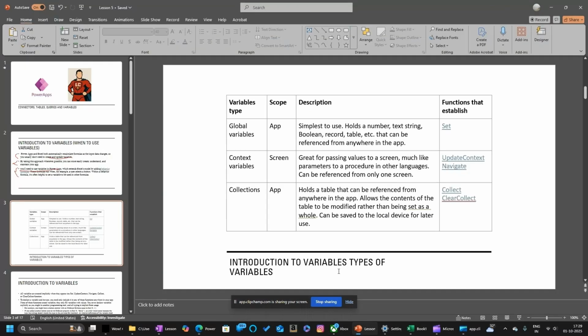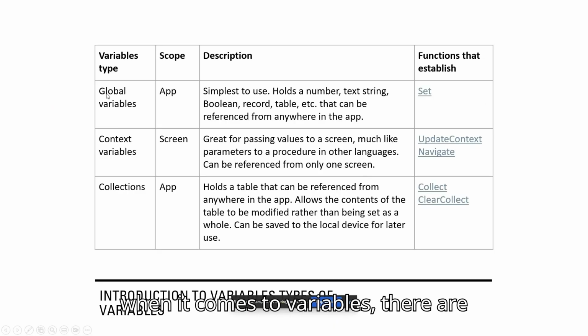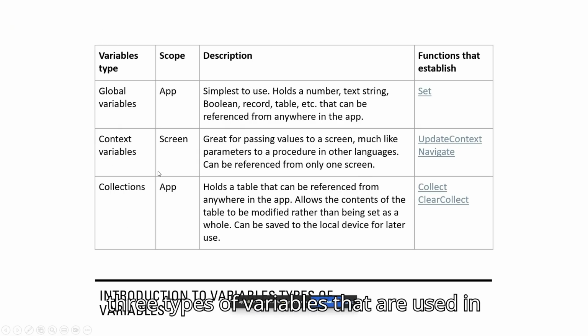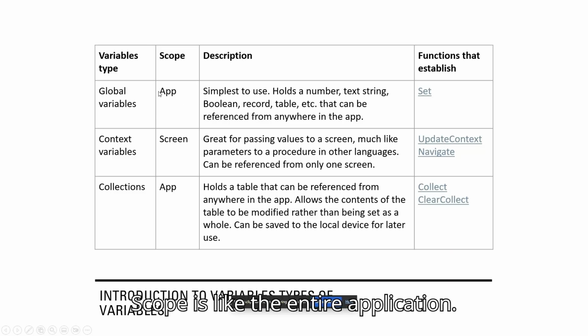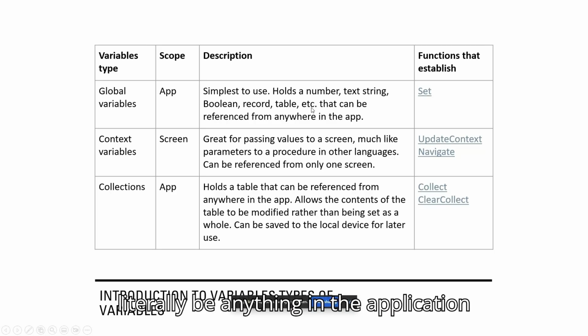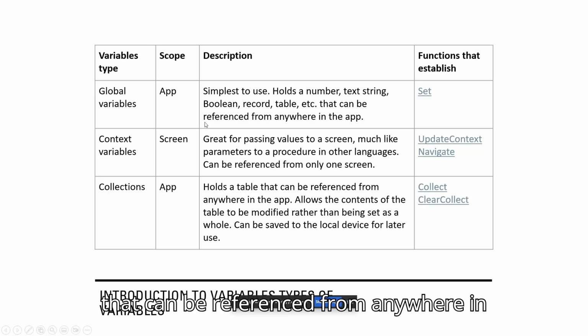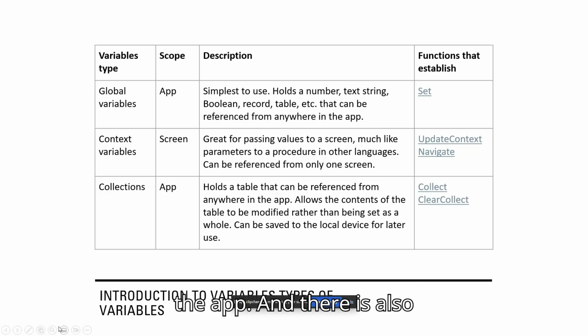So, when it comes to variables, there are three types of variables that are used in Power Apps. One is global variables. Scope is like the entire application. It's simplest to use, holds a number, text, boolean, record, table. It can literally be anything in the application that can be referenced from anywhere in the app.